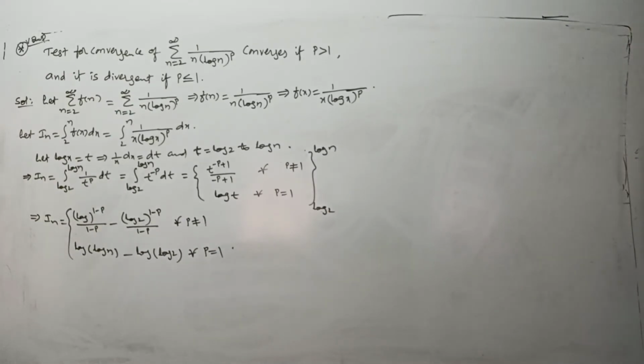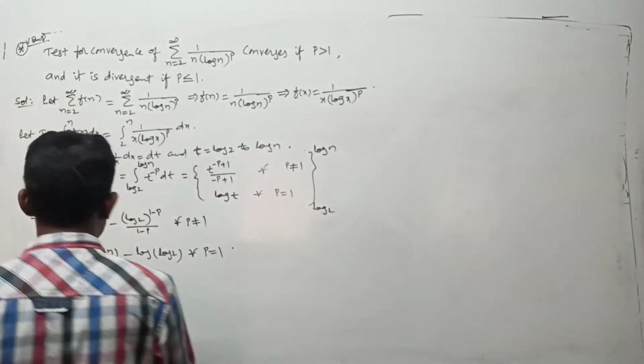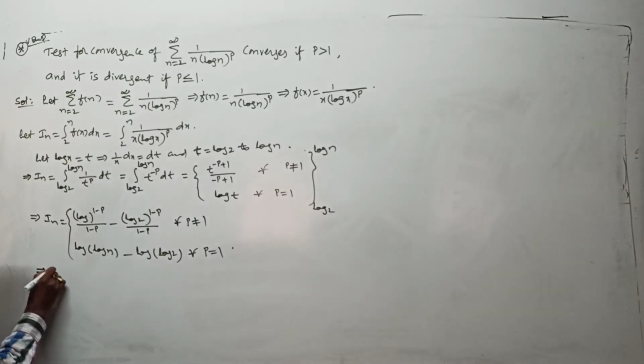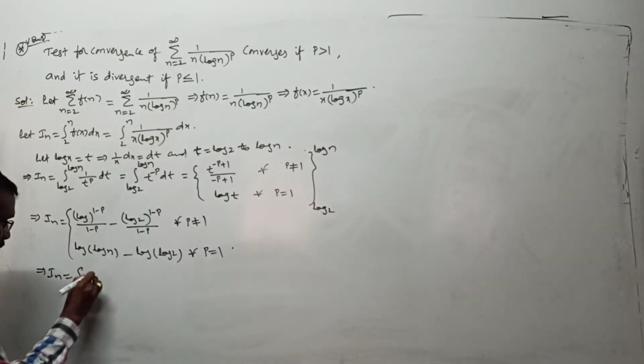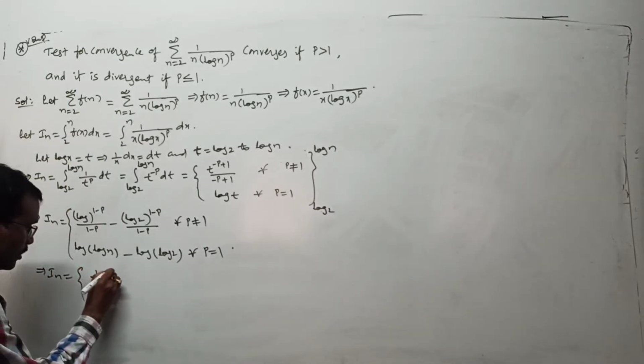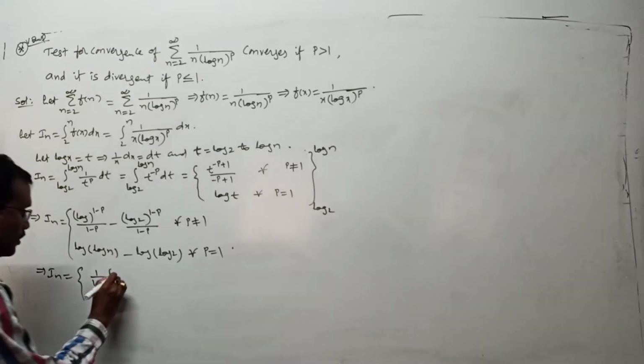One is 1 by (p minus 1) into (log n) whole to the power of 1 minus p, minus (log 2) whole to the power of 1 minus p. You can take 1 by 1 minus p common, and the other one is this. Otherwise I directly want to take 1 by 1 minus p common. In the next step I will write I_n is equal to beta 1 by 1 minus p, taking it common.